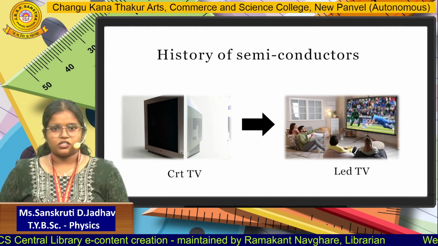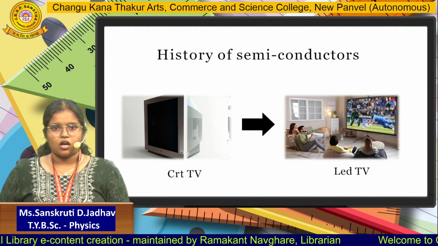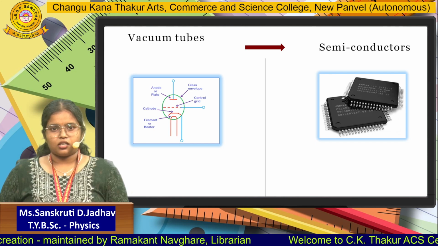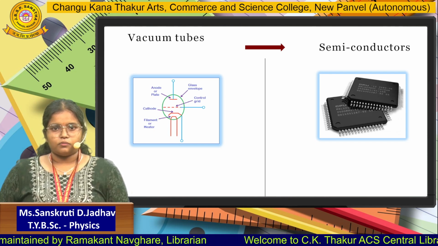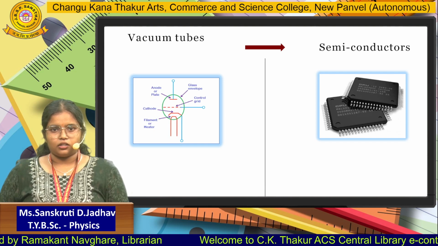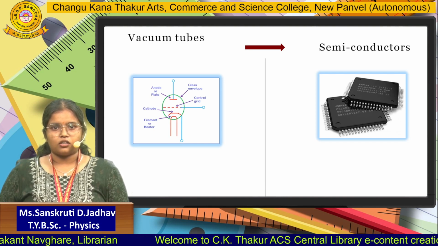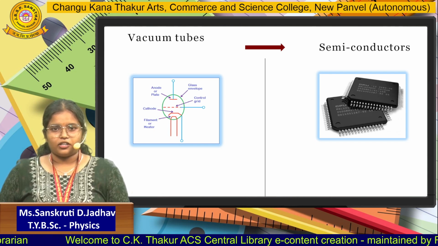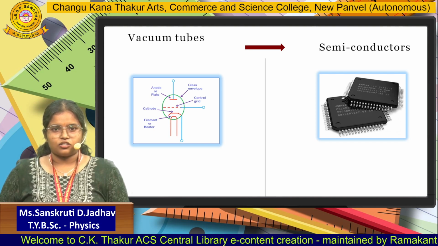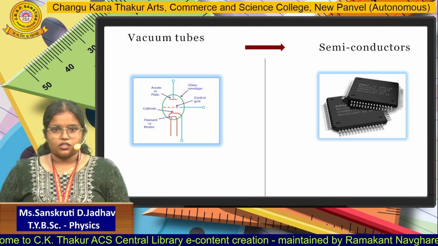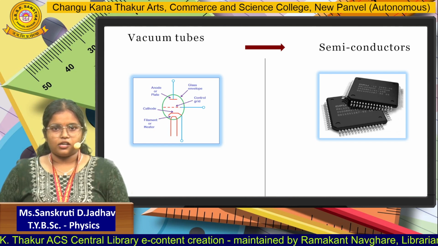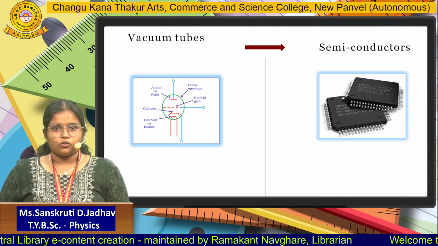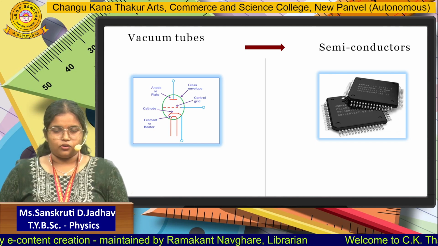How did we go from CRT TVs to LED TVs? Earlier, we used vacuum tube instead of semiconductors in CRT TVs. Vacuum tube consists of three main components: cathode, control grid, and anode. These three components are enclosed in a glass tube in which the cathode is heated up and electrons flow towards the anode, and the control grid controls the flow of electrons.